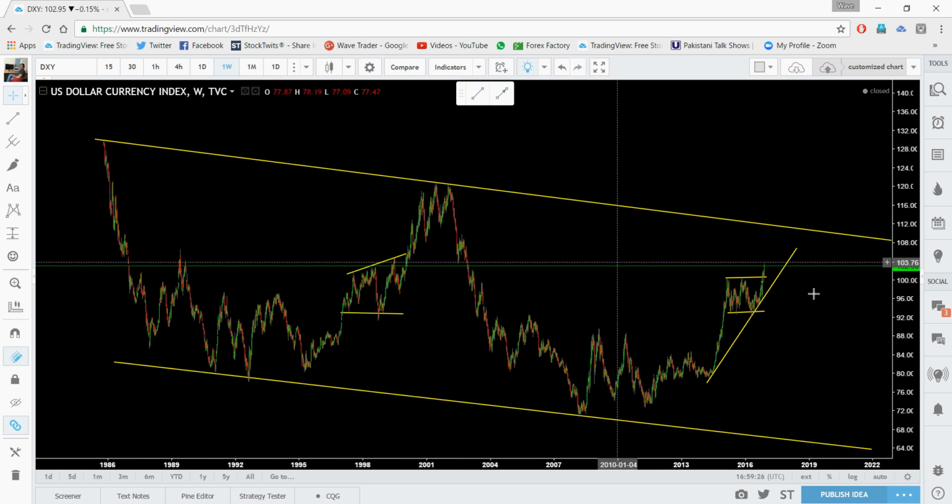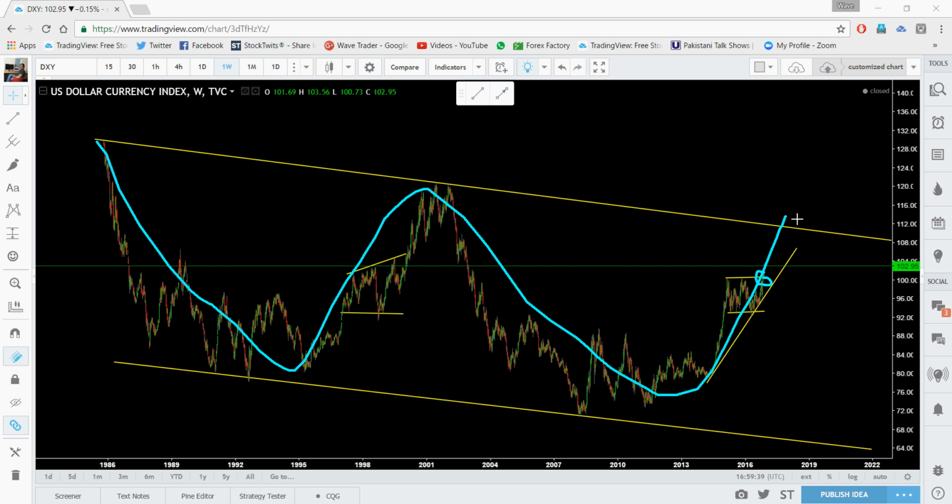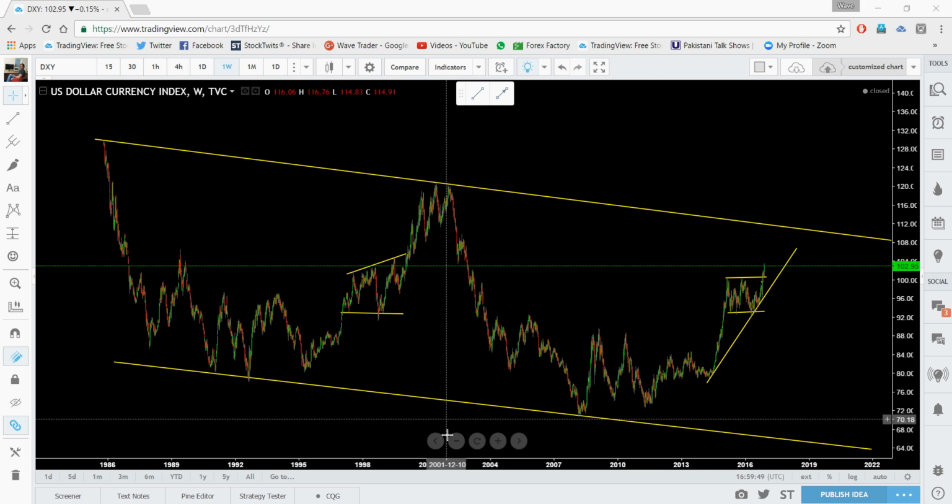Okay, so let's look at the dollar index. So, guys, dollar index is on its way. So the structure we were watching before this breakout was this, yeah. Okay, so we were anticipating that price gonna hit this place, and we are leaving the corrective structure. Okay, so a trend continuation pattern broken.